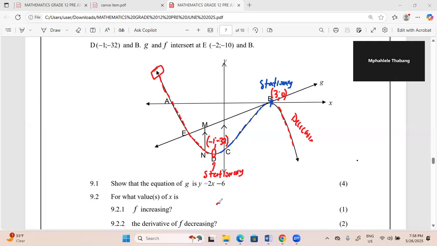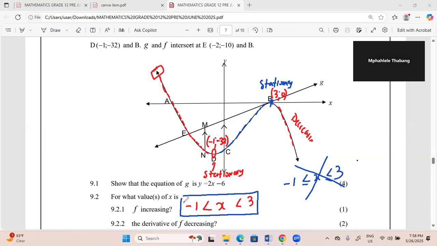You write it like this: (-1, 3). Do not write it this way. Do not say -1 is less than or equal to x is less than or equal to 3. This should be wrong, because at -1 and at 3, the function is stationary. So you write it this way: you say the function is increasing on the interval where the values of x are between -1 and 3.